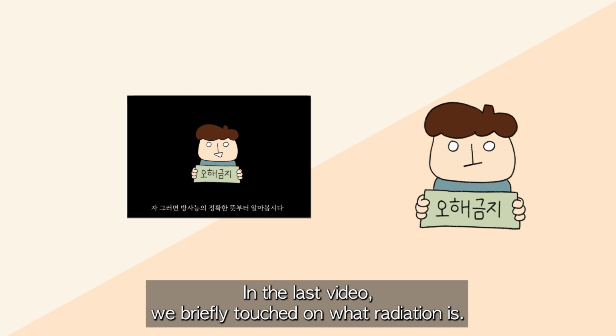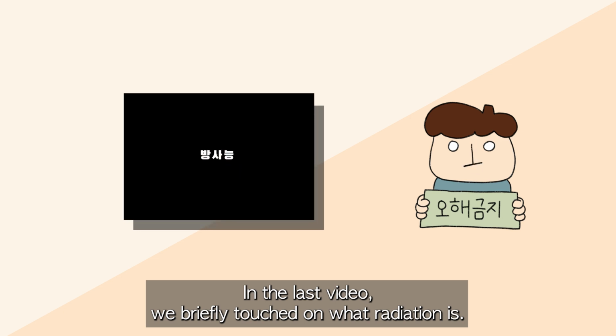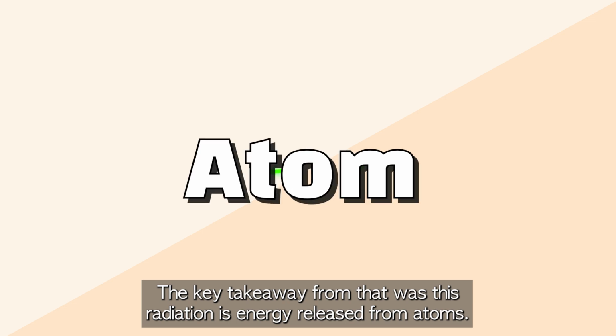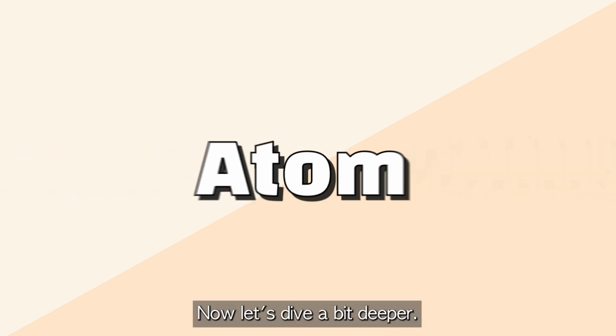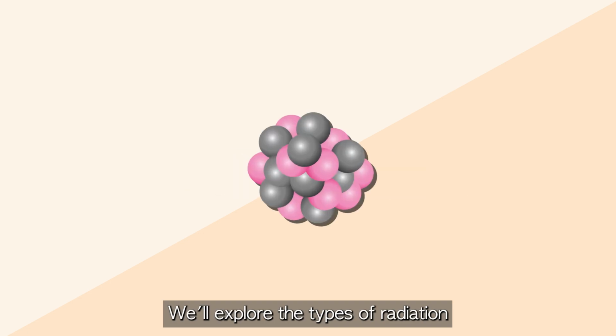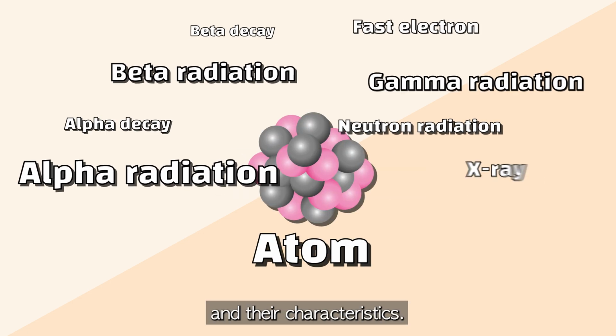In the last video, we briefly touched on what radiation is. The key takeaway from that was this: radiation is energy released from atoms. Now, let's dive a bit deeper. We'll explore the types of radiation and their characteristics.